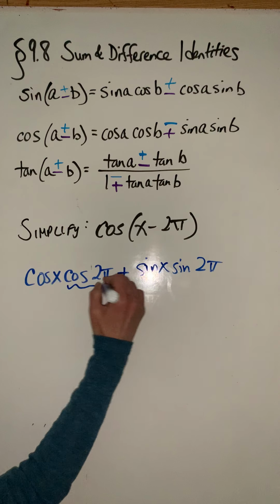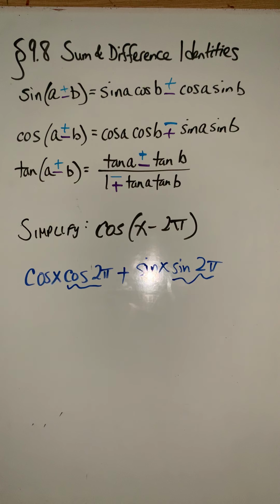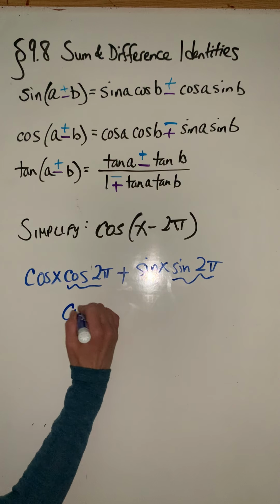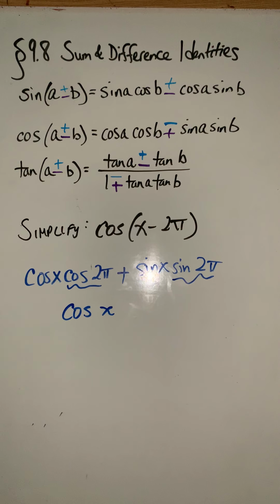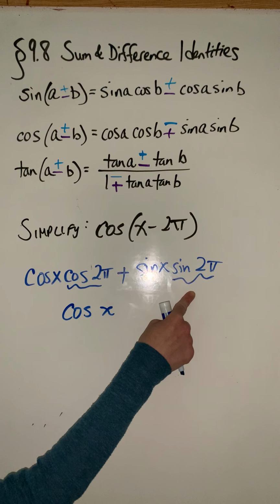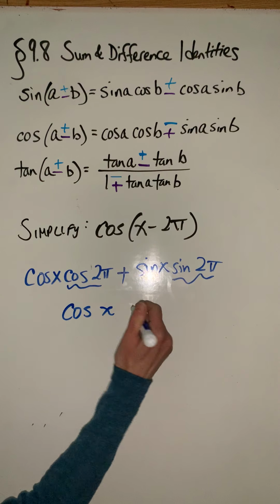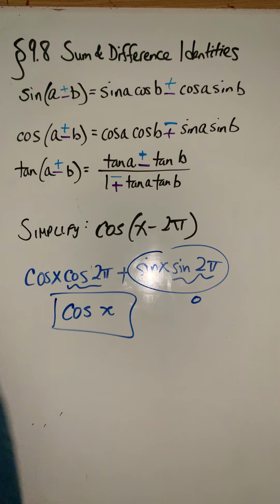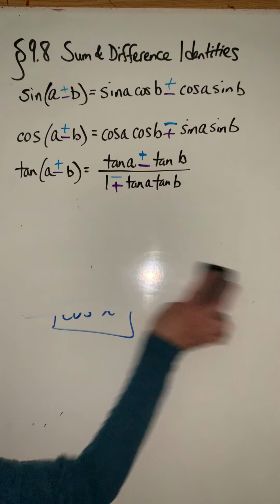Okay, now we can evaluate these two. What is the cosine of 2 pi? Cosine of 2 pi is just 1, and 1 times cosine x is cosine x. The sine of 2 pi is 0, and 0 times sine x will just become 0. So we are left with the cosine of x. That was fun, right?